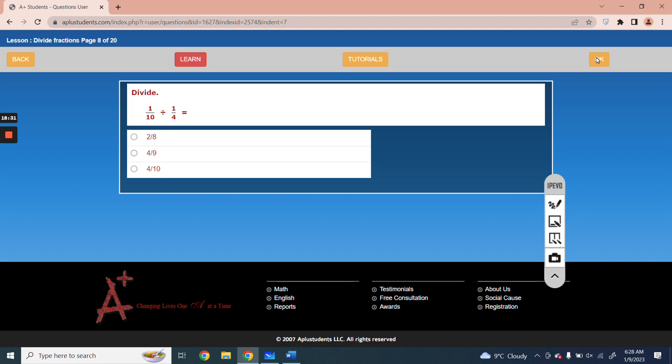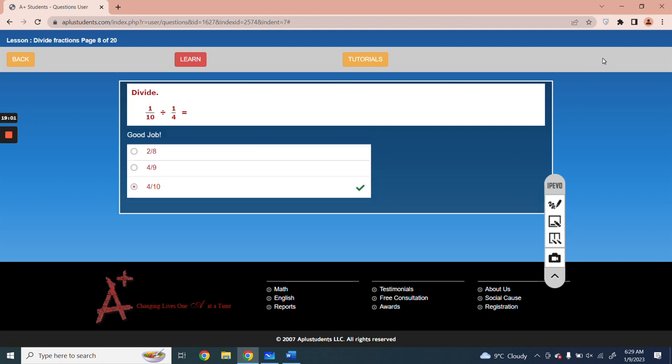1 over 10 divided by 1 over 4. So which option is the correct one? Yes, it is 4 over 10. Got it? So the correct option is 4 over 10. Just select the correct option and click on the OK button.